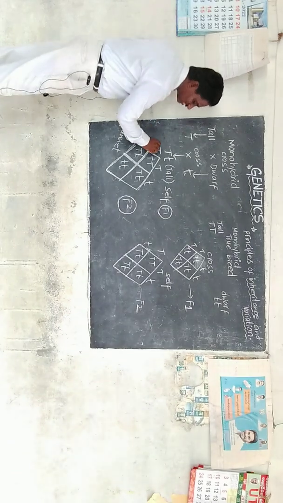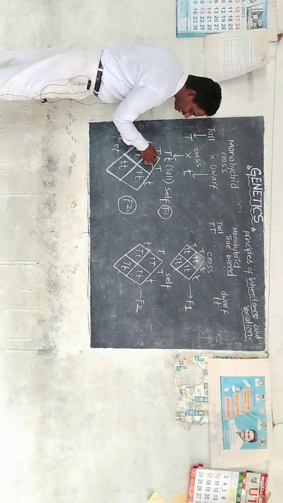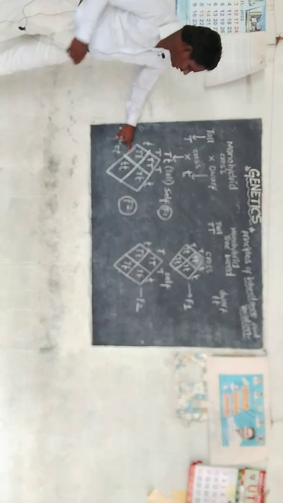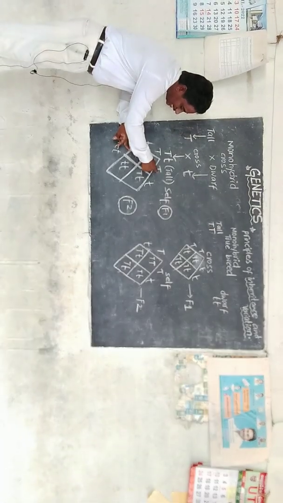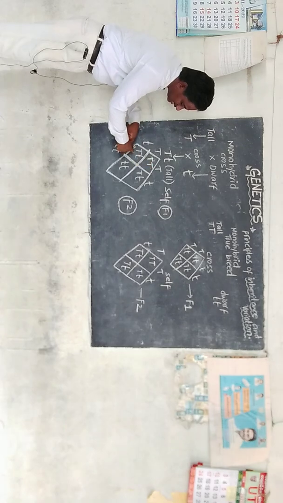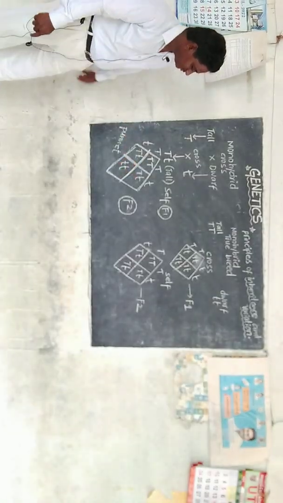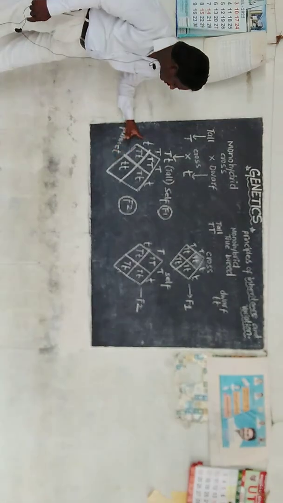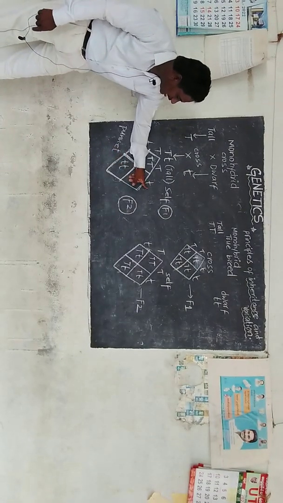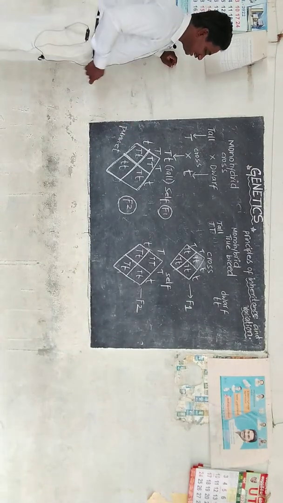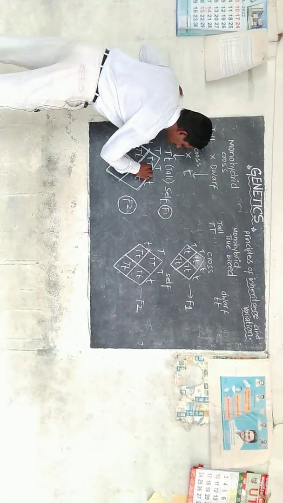So when the cross is between capital T and small t, the result is two capital T's. The second one is the cross between capital T and small t, the result is capital T, small t. In the same way, the last one is small t and small t is produced. Here I can tell you this is the tall plant.